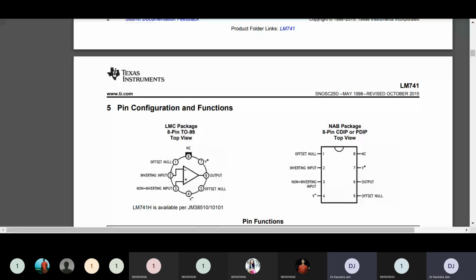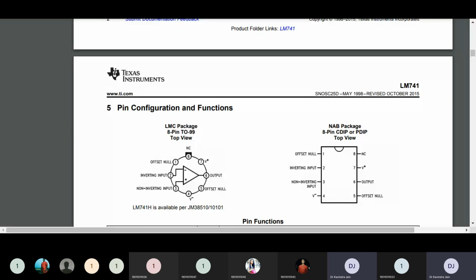Please respond. Yes, sir. Pin number 2 and pin number 3 are input pins. In these input pins, we are providing input. Input can either be a DC signal or an AC signal. If it is a DC signal, then definitely there is no alternating current inside it.